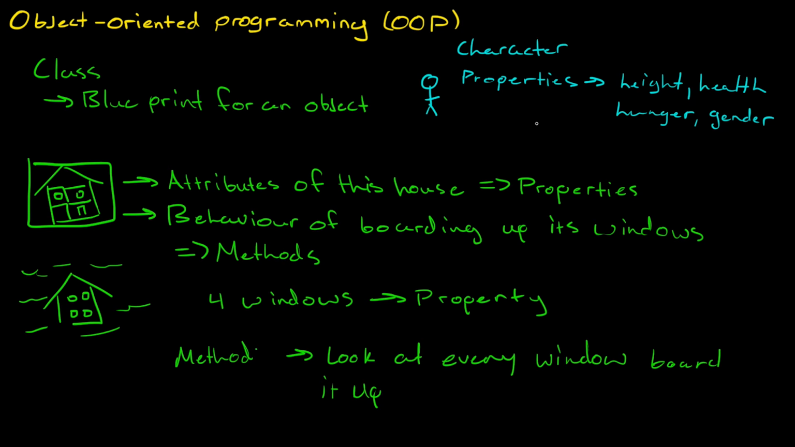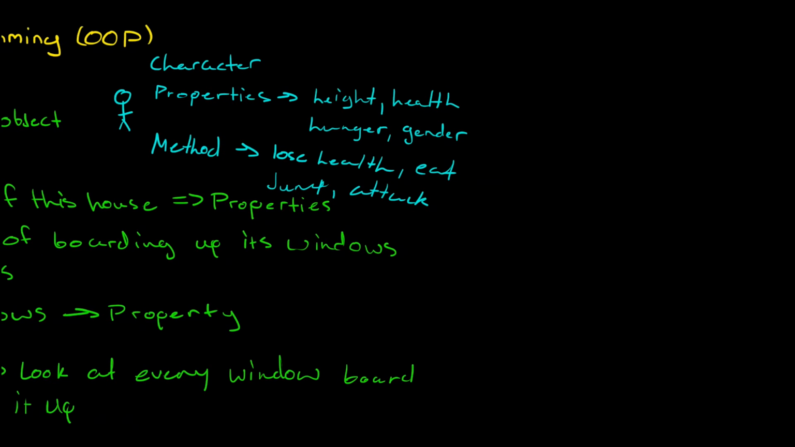So the difference between, and sorry, I guess I can write an example method too. A method would be like lose health, right? And that would be to take away some of the health, or gain health, or eat, or jump, right? Or attack, whatever, right? Just a whole bunch of things that an actual character can do. And once again, it's not talking about a specific character, it's talking about this broad generalization of what a character is.